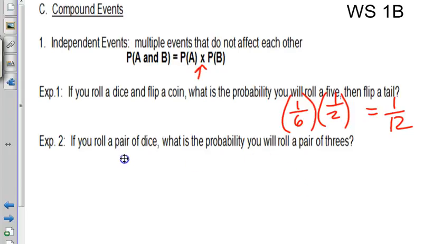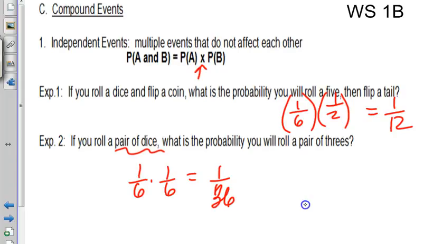Okay, you roll a pair of dice. What's the probability you roll a pair of 3s? Each die has a chance of landing at a 3 as 1 out of 6, right? So it's just 1 out of 36. If the question says something different, like the sum of the dice is 6, that's a different question, right? It's still not dependent. What one die lands on doesn't affect the other, but you'd have a bigger sample space because you'd have 36 ways they could land, 6 for each die, okay?